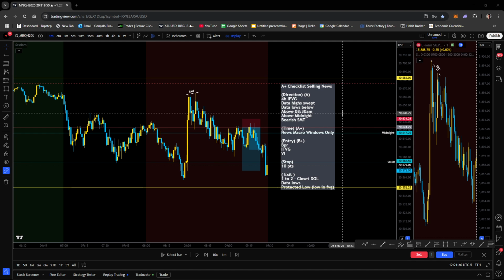But starting off, the most important thing here is the actual window I was trading was only valid because we had 8:30 red folder news based on New York's time. Okay, so this is super important.